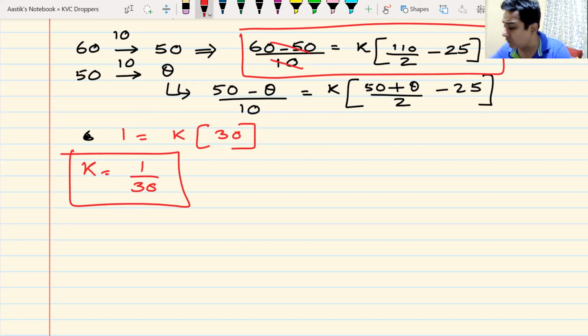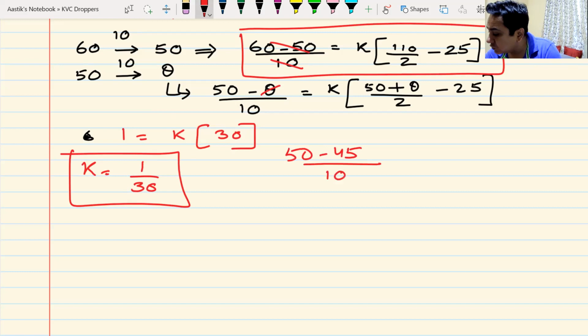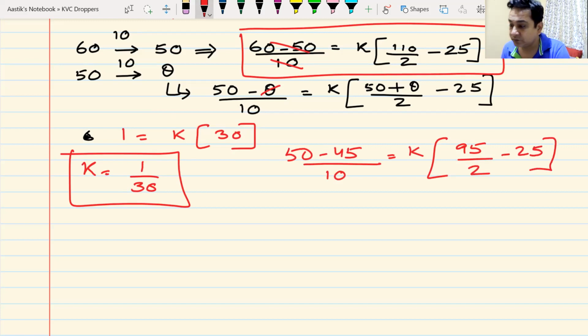Now instead of solving this, what I do is, instead of theta here, I put 45. So this equation becomes 50 minus 45 divided by 10 should be equal to k into 50 plus 45 is 95, 95 divided by 2 minus 25. Do you understand what I've done here? I put one of the answers in the question. Right. So this is 5 divided by 10, which is 1 divided by 2.